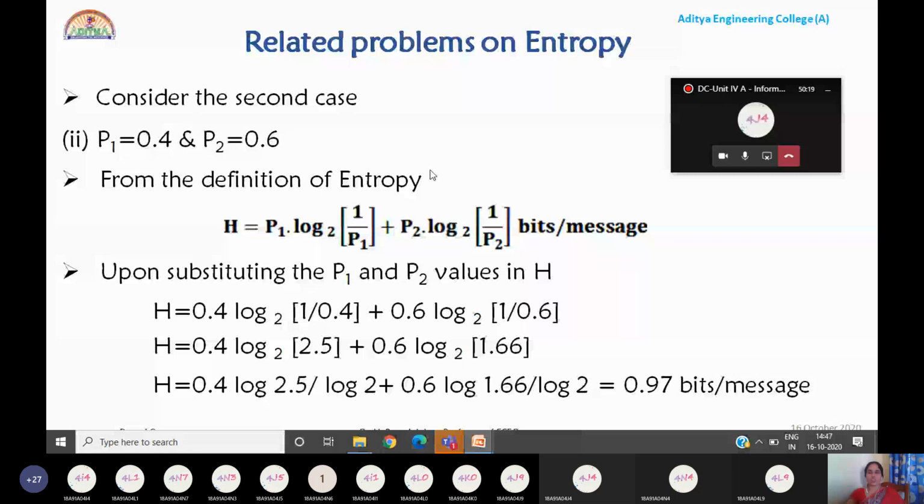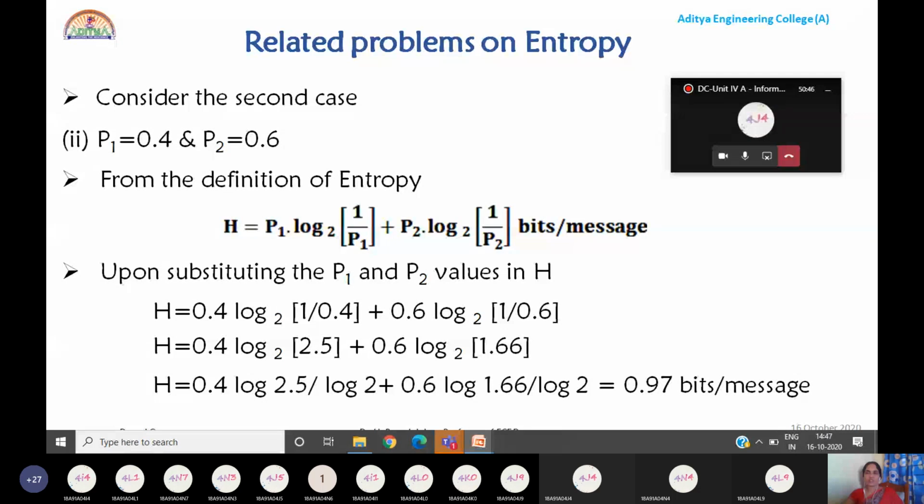Okay, so this second case has medium values, 0.6 and 0.4. That's why you got entropy as 0.97 bits per message. Now what is the third case? The third case is P1 equal to P2 equal to 0.5. So at the equally likely condition, can you tell me how much entropy you will get based on the probabilities?